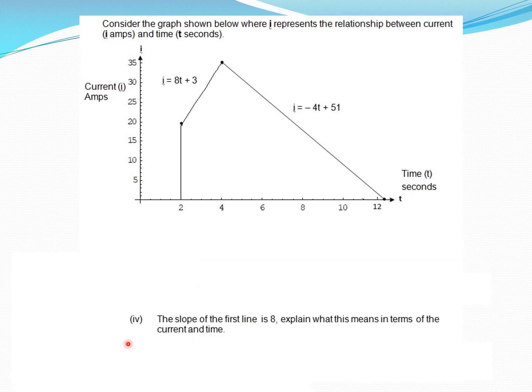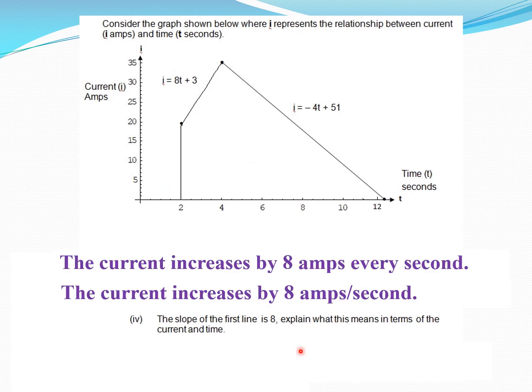Now in the fourth part of the question, the slope of the first line is 8. Explain what this means in terms of the current and time. So there's the first line there, and the slope is 8. What does that mean? The current increases by 8 amps every second, or the current increases by 8 amps per second. And likewise, the slope on the second line is minus 4. The current decreases by 4 amps every second.